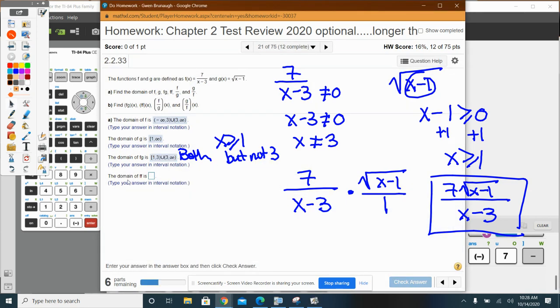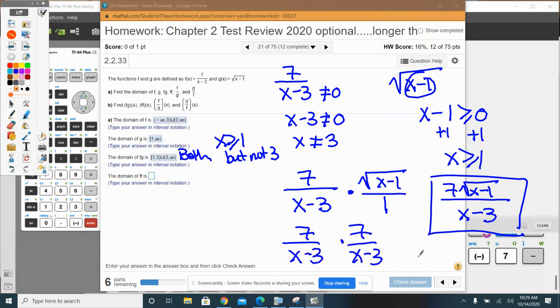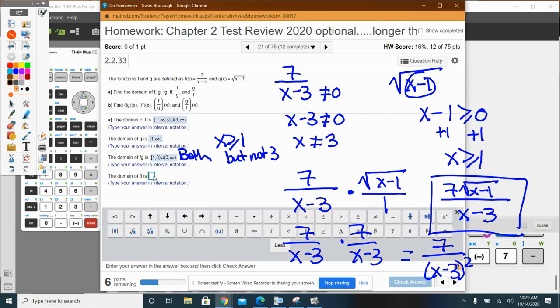Okay, how about f times f? Well, f times f would just be this guy twice, right? So then that's just 7 over x minus 3 times 7 over x minus 3, which is the same thing as 7 over x minus 3 squared. I think it might let us write it like that if I can remember. But regardless, if I have to double distribute that, I'll do that in a minute. Only one of the risk factors show up, and it's the exact same as the one was with f, right?